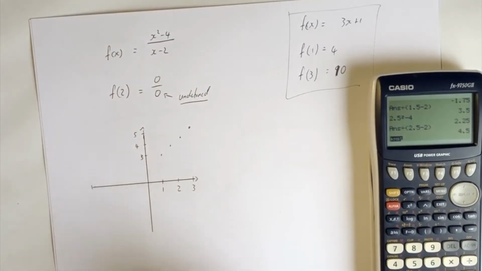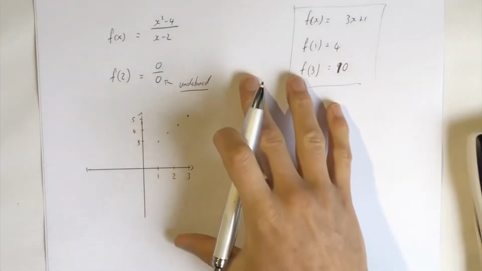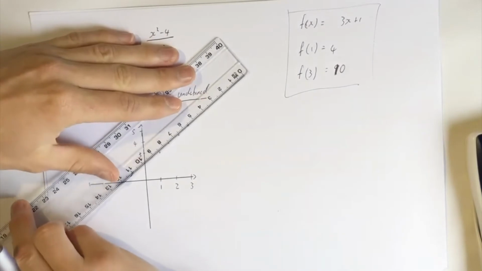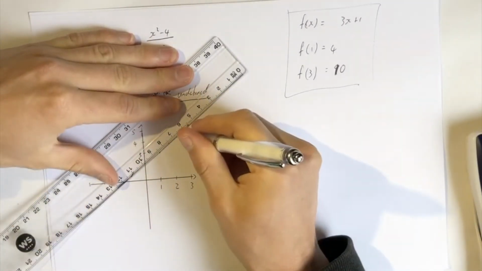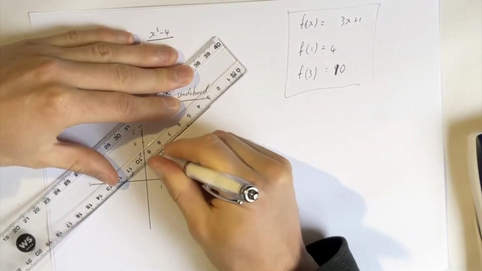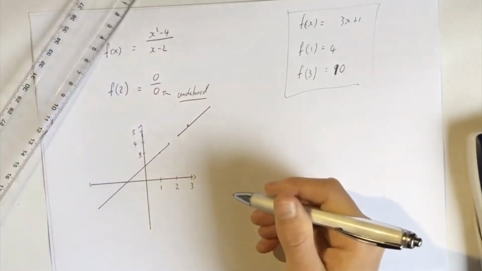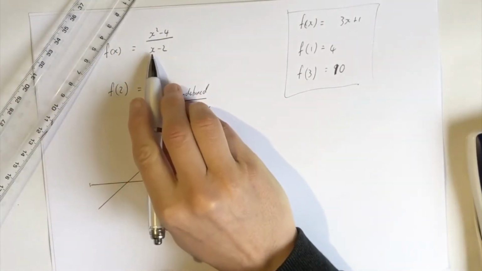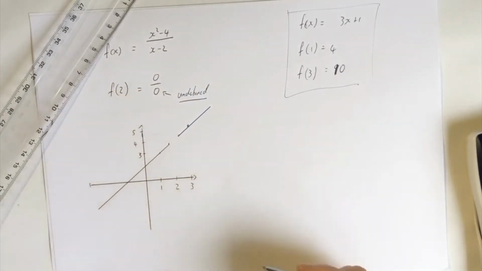So how do we express that? Well, this is actually a linear function looking like this, something like that. So this function is defined for all numbers except 2. 2 is the only number that would make this undefined.